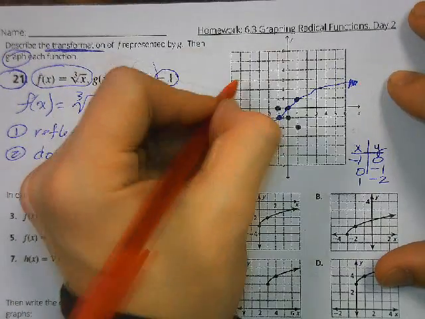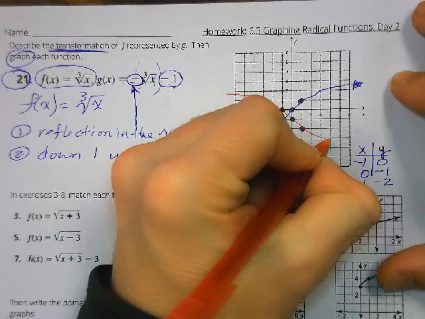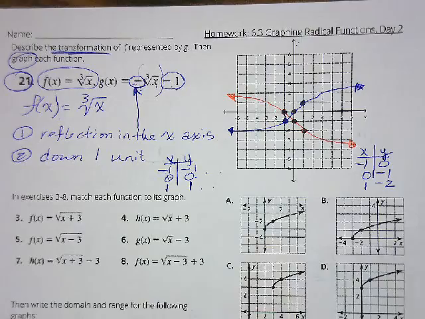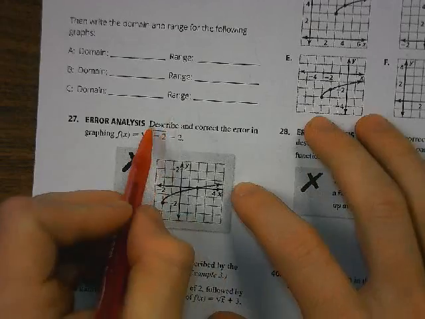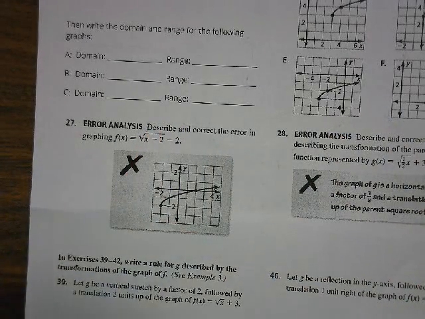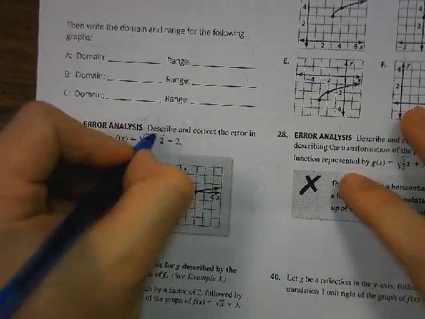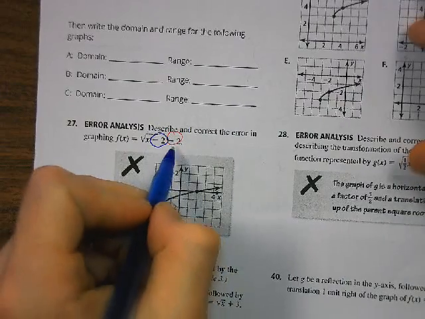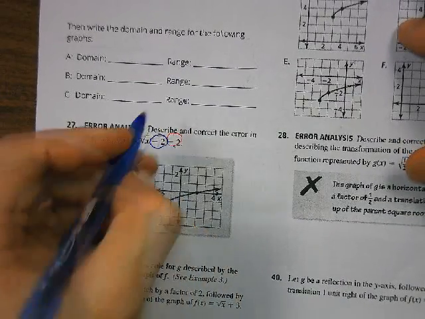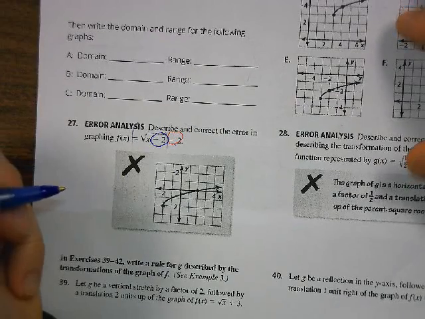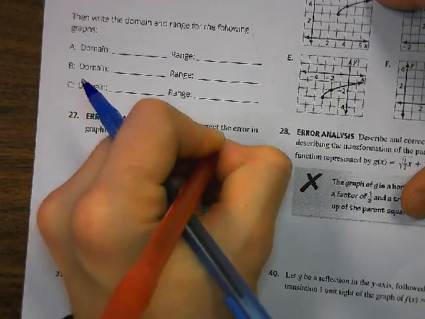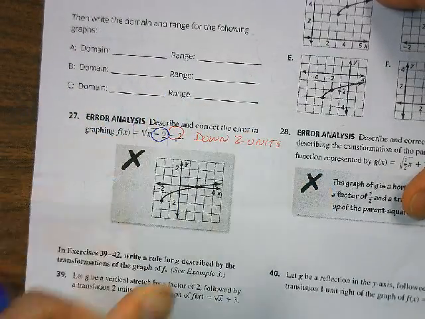When we move on to the next one then, 27 says describe and correct the error in their graph. So I see that there are two translations happening here. The first translation that we're going to talk about is this -2. This -2 is outside of the square root grouping, so that is going to shift us down 2 units. The next one is -2 out here, and it is inside of the grouping, so it is going to shift us right 2 units.